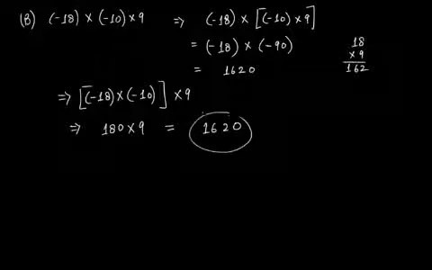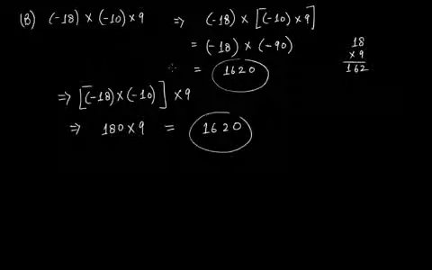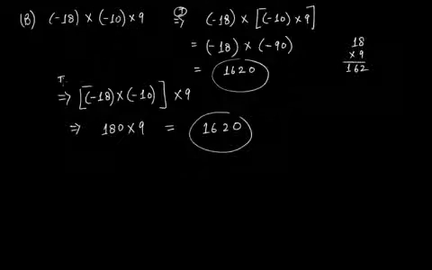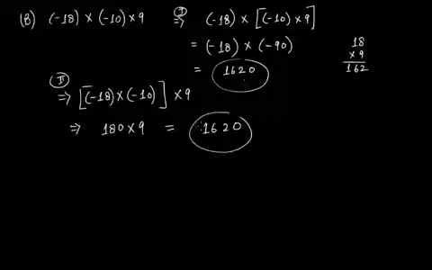This answer and this answer, both are equal, and we just used the associative property. In the first step, we grouped together 10 and 9, and in the second step we grouped together 18 and 10. Okay, so that was the basic difference there, and both are giving the same answer. Which one is quicker? Both these steps will take a similar amount of time.